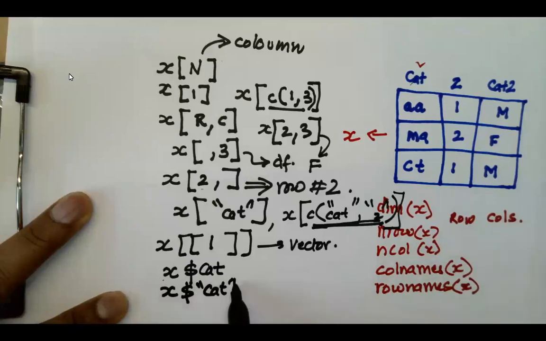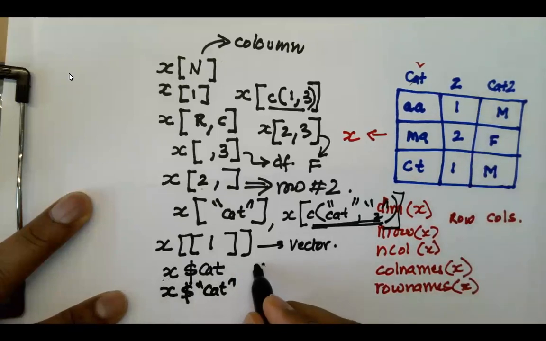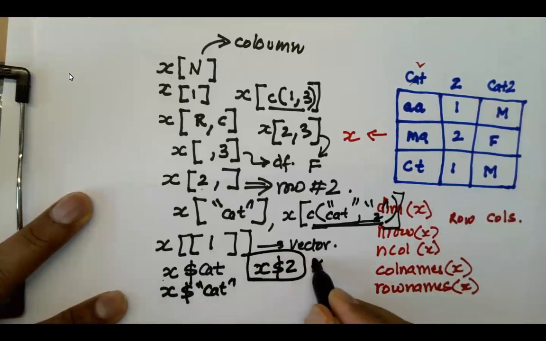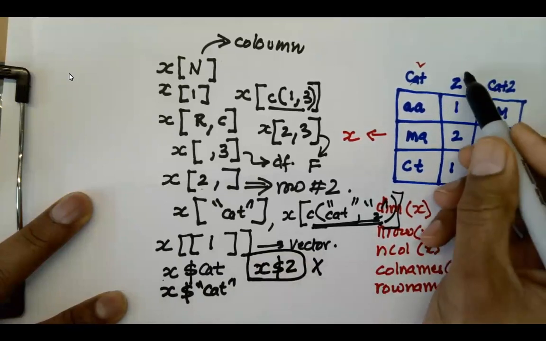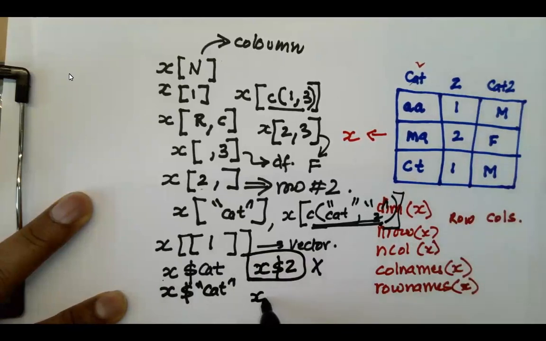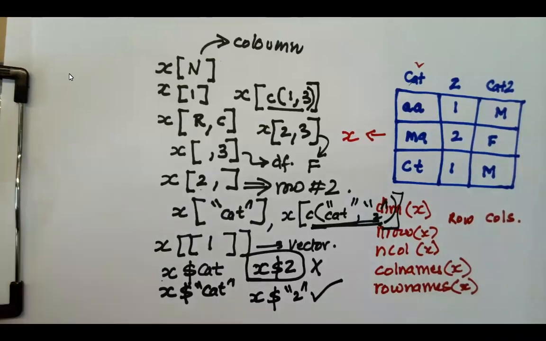Now, quotes most of the time we won't end up using if we have a good column name. But if our column name is a digit, like here 2, X dollar 2 will give an error. This is not acceptable. So in order to get a column whose name is a number, that's where we will use the quotes, and that would be acceptable. And that's how we'll get the columns. All right.